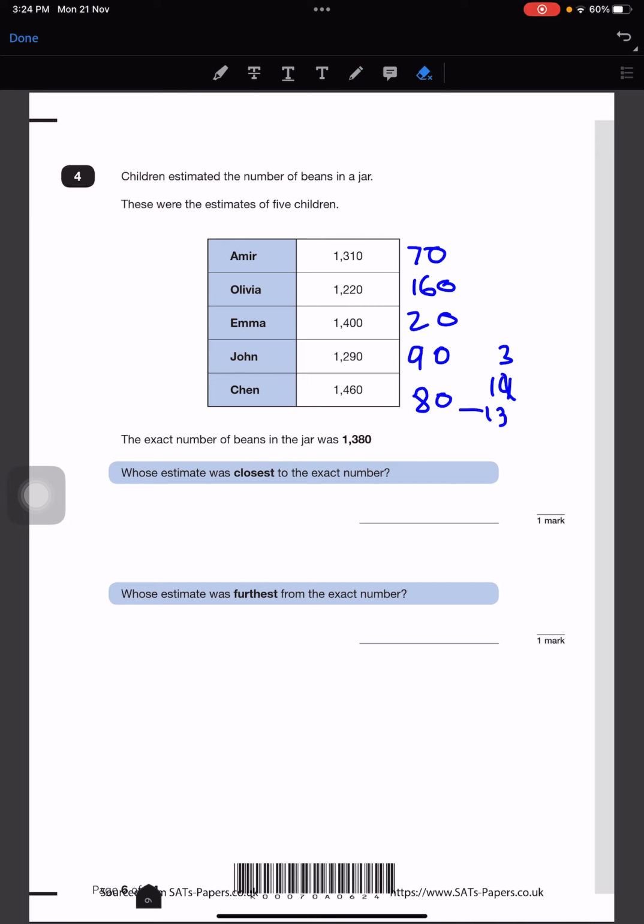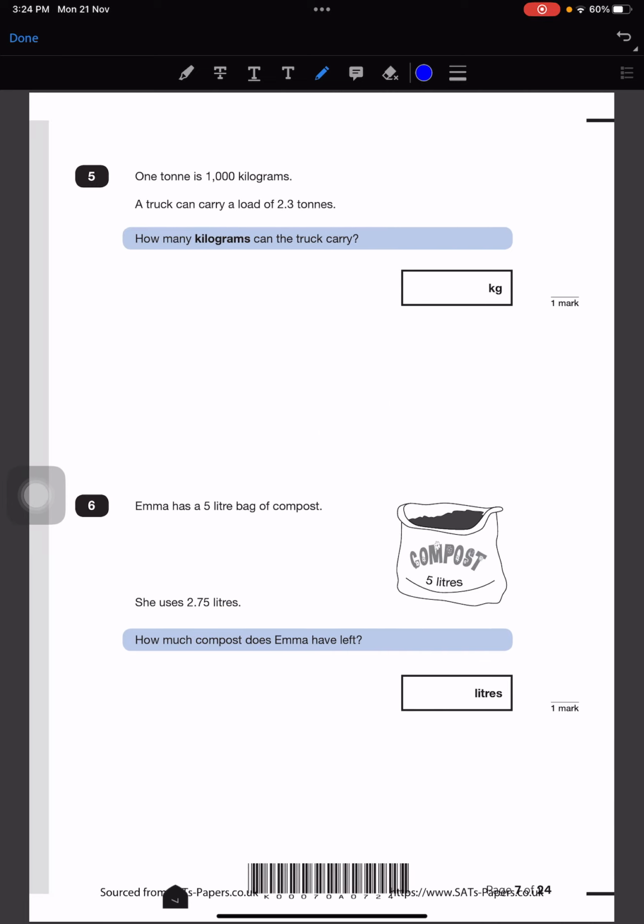Now we got that. Okay, so whose estimate was the closest to the exact number? And that was, the closest was Emma, because she was only 20. So we're going to write Emma. E-M-M-A. Whose estimate was furthest from the exact number? Well, that was Olivia, because she was 160 away. So we're going to write her name. There we go. Done. Next.